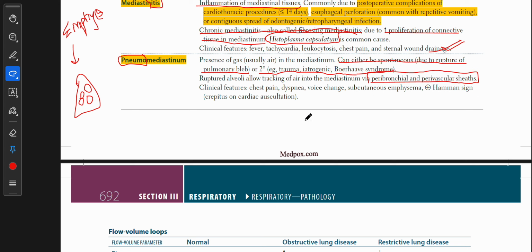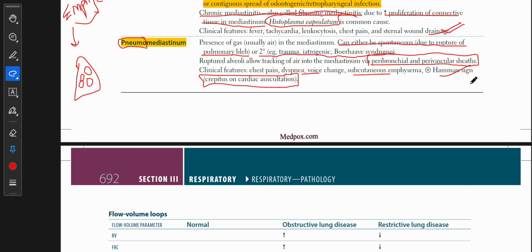And also the clinical features of pneumomediastinum are chest pain, dyspnea, voice change due to compression of the recurrent laryngeal nerve due to air filling, and also subcutaneous emphysema, which I talked about, and also positive Hamman sign, which is crepitus on cardiac auscultation. When we auscultate our cardiac region, we hear crepitus. Crepitus is a breath sound, and that is also called Hamman sign.